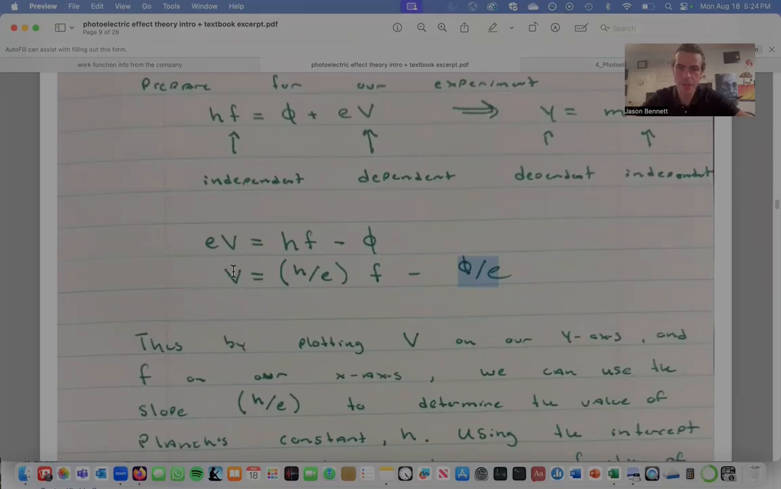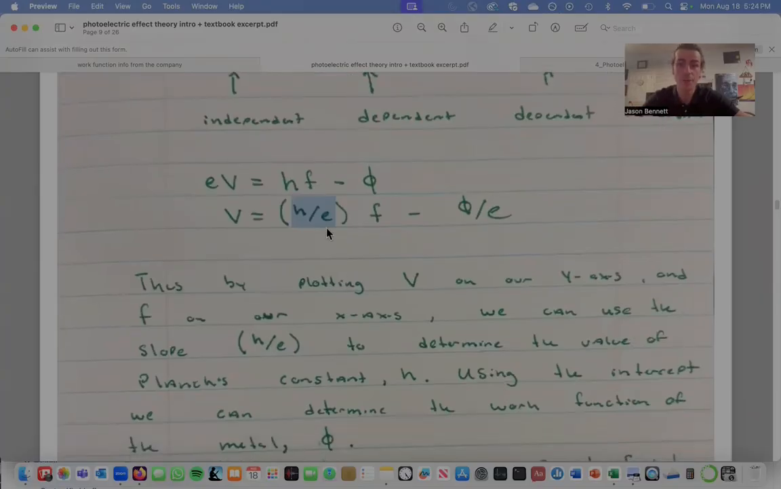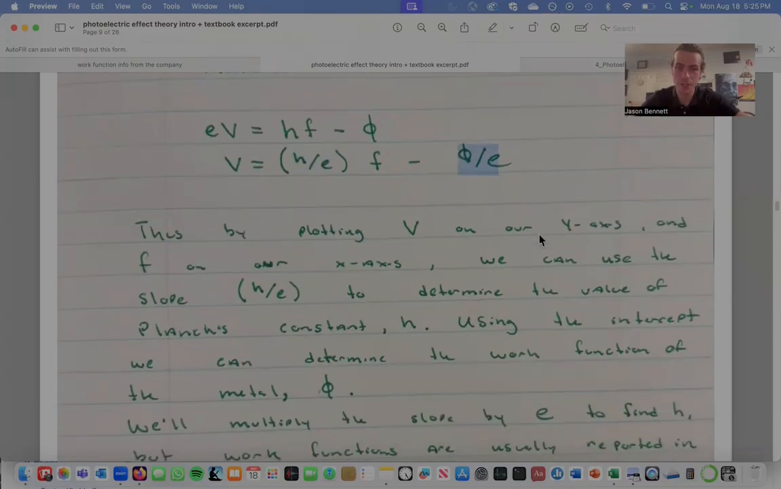So that means if we plot the stopping potential on the y-axis and we plot the frequency on the x-axis, our slope will be this quantity. And if we multiply that by the charge of an electron, we'll determine what Planck's constant is, the thing that he just kind of thought wasn't important and was going to let be zero eventually. And we can also, if we use the intercept, determine the work function.